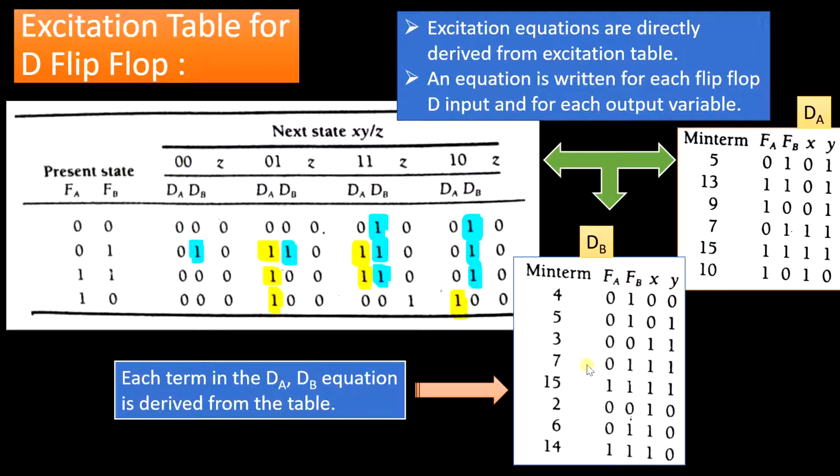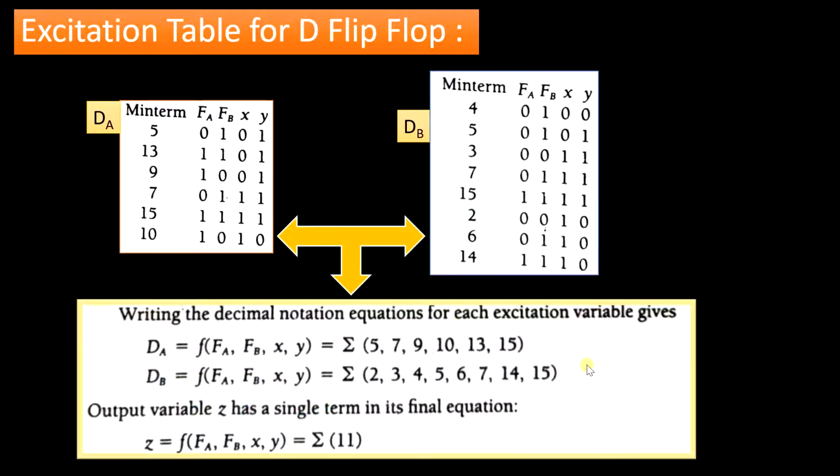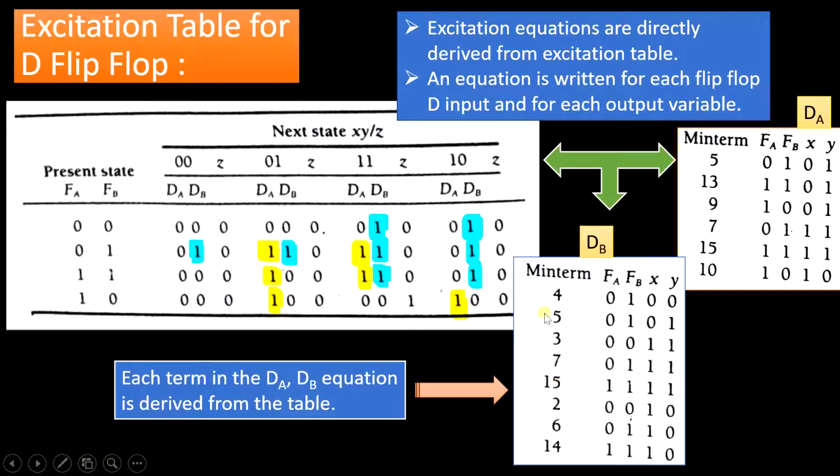Now using these minterms, we will try to map them onto the Karnaugh map and simplify and obtain the excitation equations. So I have classified this DA and DB, and I can write the decimal notation equations for the excitation variables in this particular form. Now if you observe the excitation table, you would notice that Z was the output variable, correct?